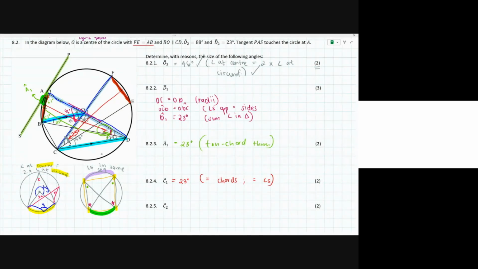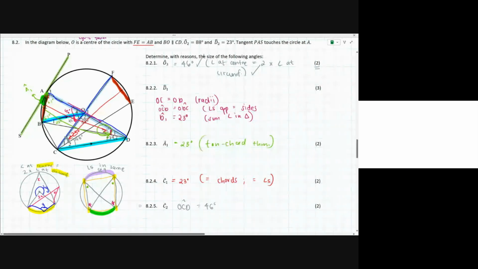There are a couple different ways you can do it. Either you can work in triangle OCD and say the angles are equal because the sides are equal, so you know OCD equals 46.